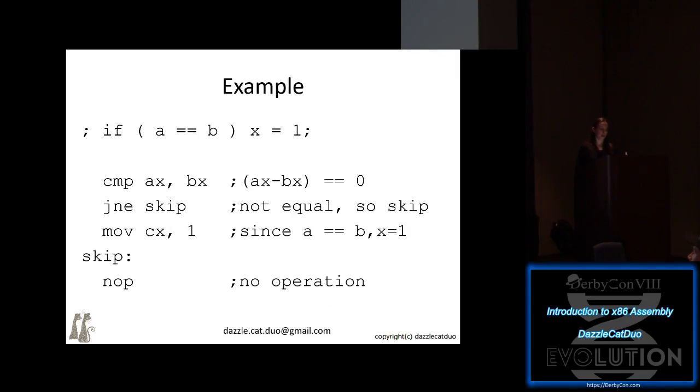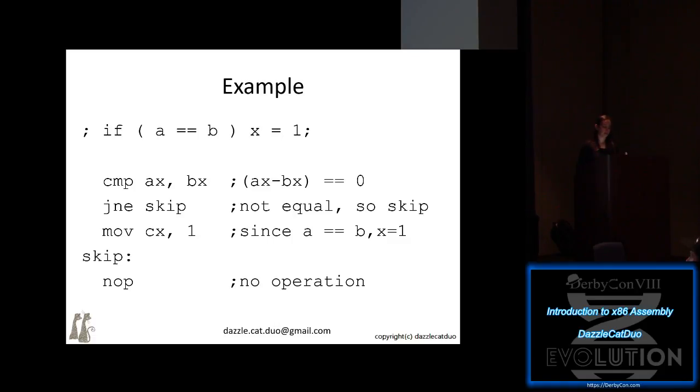Now a different conditional. This one is not a loop. Now I have an if statement. So think of if statements in any other higher level language. If A is equal to B, I want to set some values. In this case, X equals 1. So I'm going to compare AX to BX, which is taking AX minus BX. And then jump not equal to skip. So if they were not equal, then I want to jump over the next instruction. So you see how the skip label is lower.